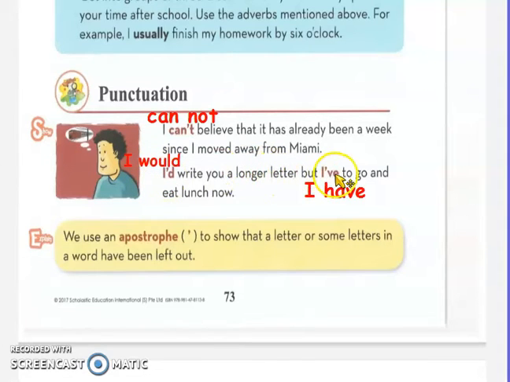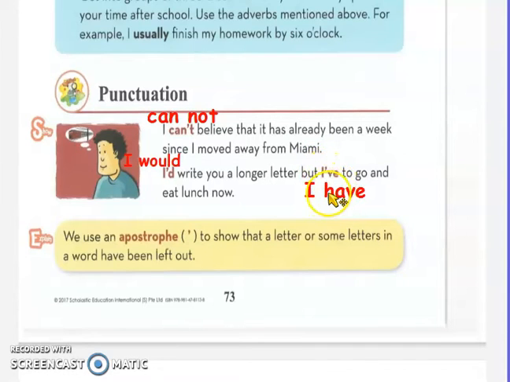But I've to go and eat lunch now. I've is the short form of I have. Here, my students, we combine the two words to have one word, using the apostrophe. Here we have the missing letters H and A.